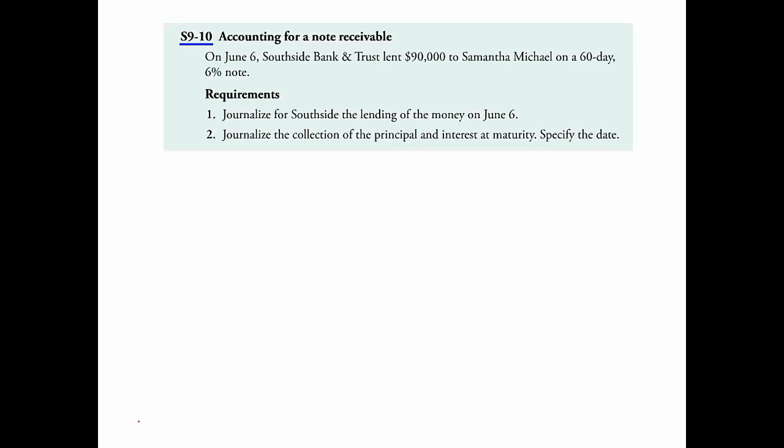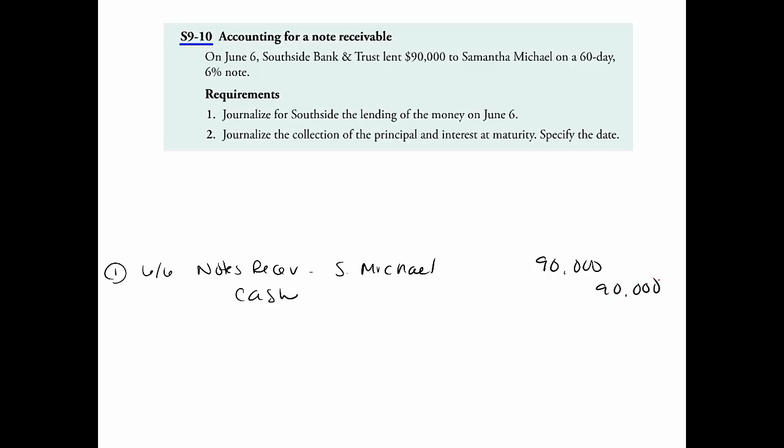Now I want to show you the journal entries for these. In this one, this bank is lending money to Samantha Michael, a $90,000, 60-day, 6% note. So journalize the lending of the money. That's the easy part, really. So here for number 1, on June 6th, I debit notes receivable, Samantha Michael, for the principal amount, which is $90,000. And then I credit cash, because that's what I gave her, $90,000. So that part's pretty easy.